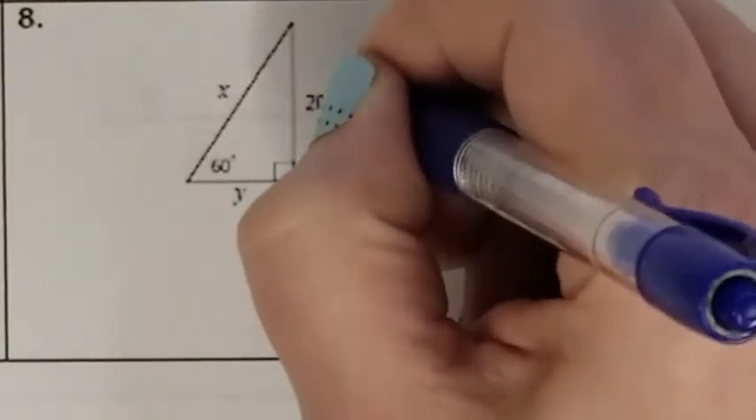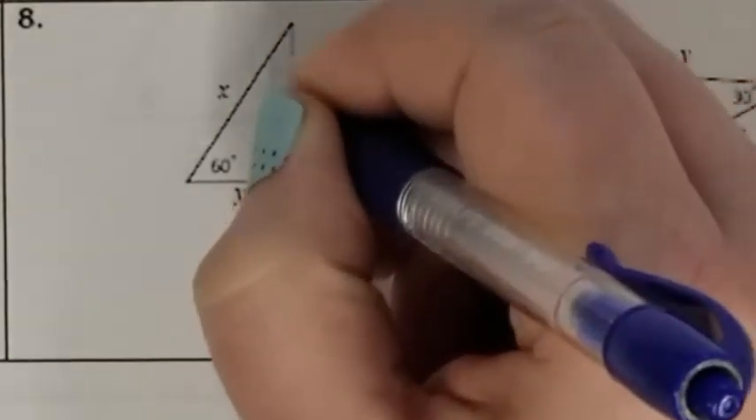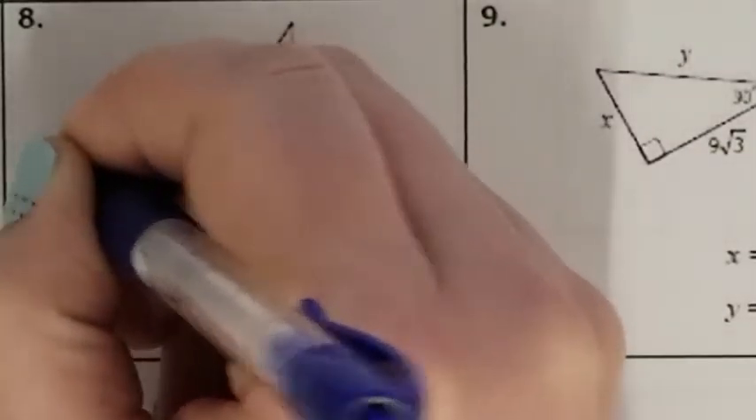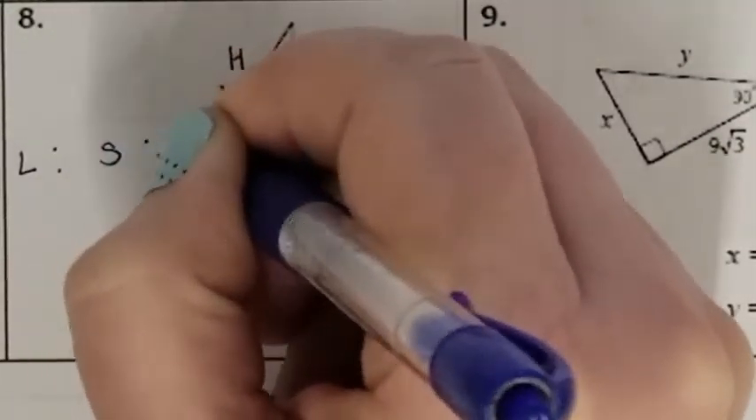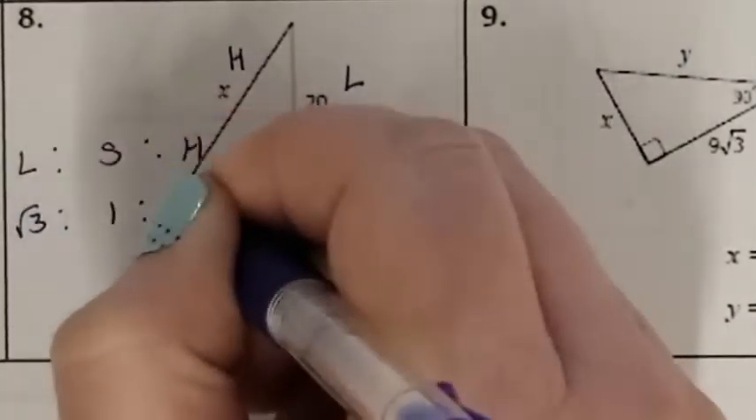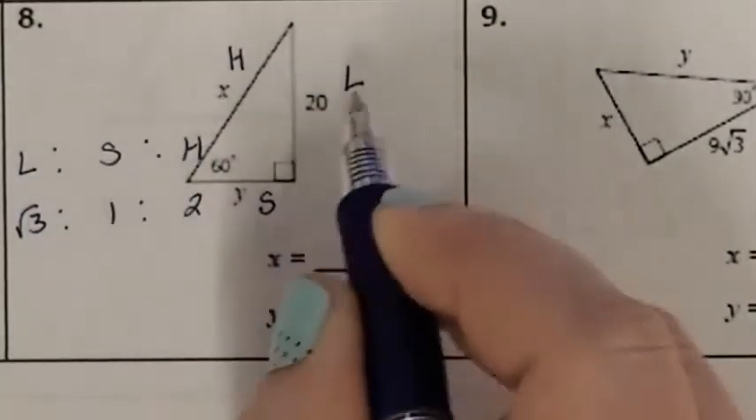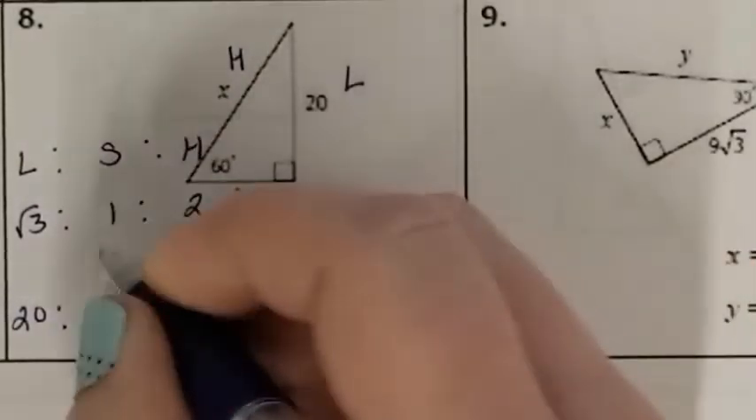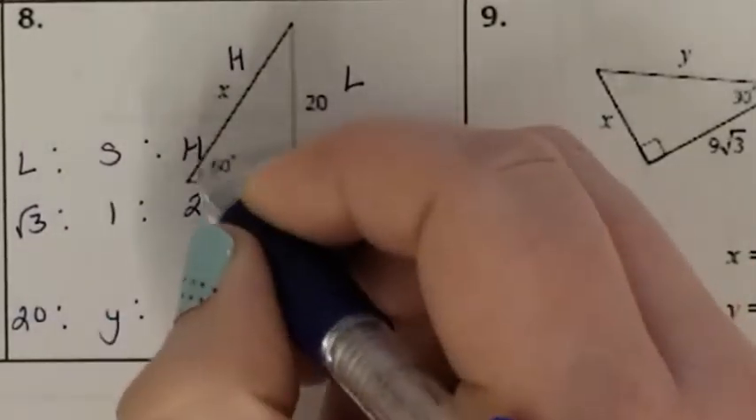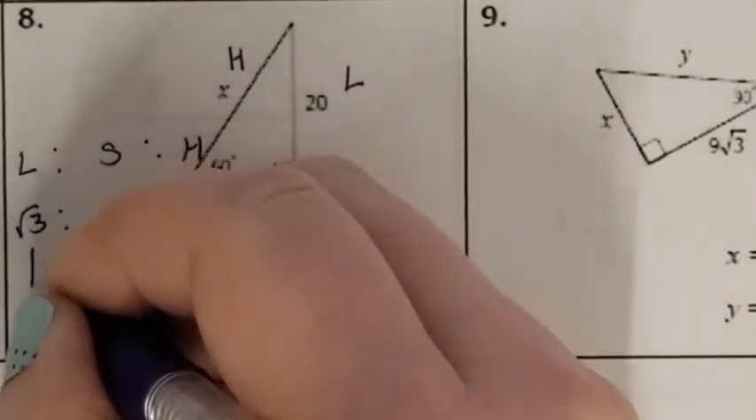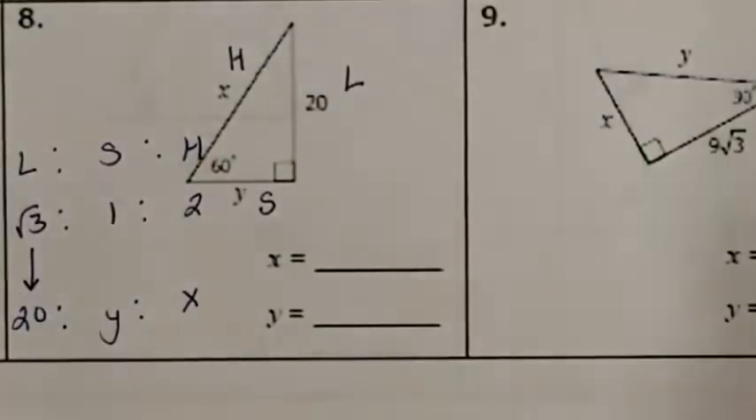60 is always across from the long. This is 30, so this is short, and this is my hypotenuse. Long, short to hypotenuse ratio. Root 3, 1, 2. Do I know my long? I do. He's 20. Do I know my short? I don't. He's y. Do I know my hypotenuse? I don't. He's x. So root 3 times something gave me a 20.